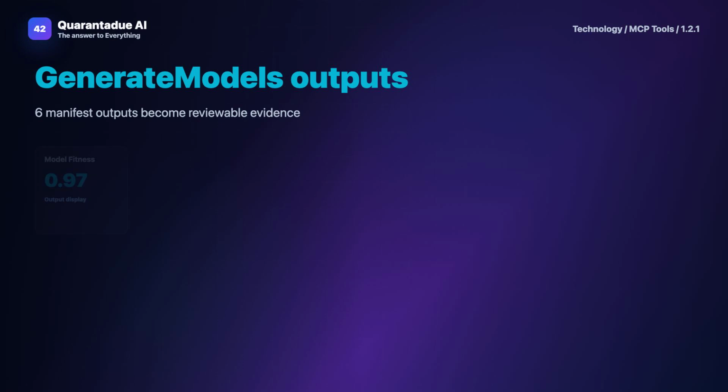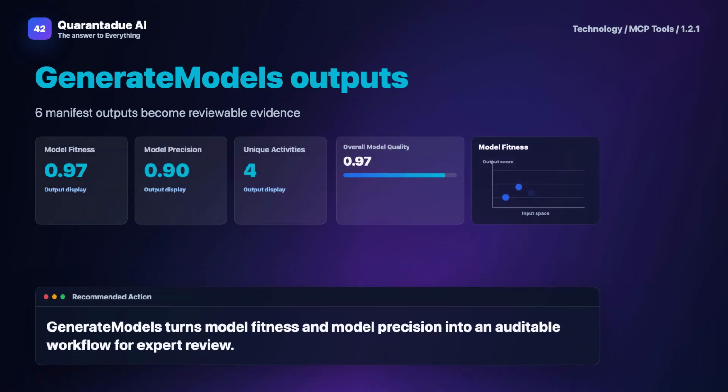You can also run scenario modeling by simulating changes to the event log to see how the process model would adapt. This helps in what-if analysis for process improvement. Let me walk you through a hypothetical example.